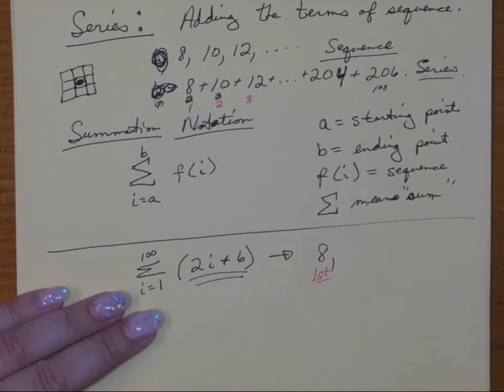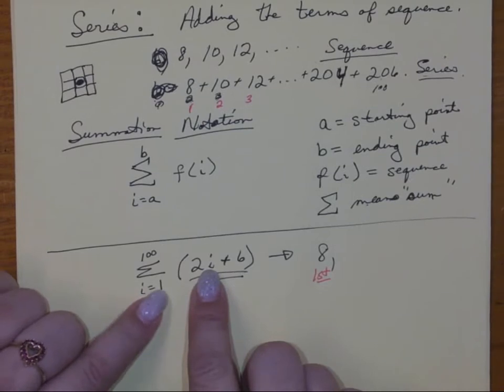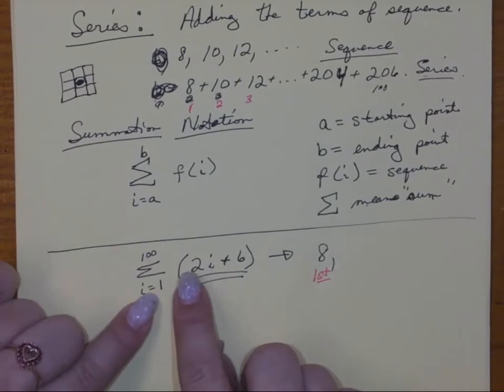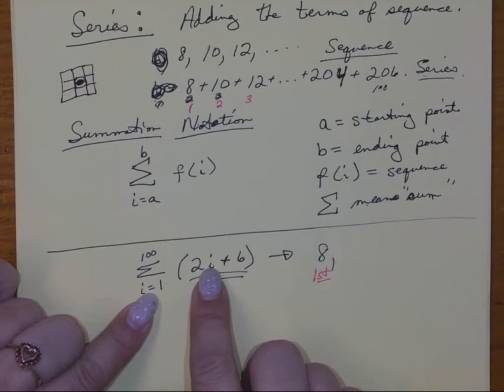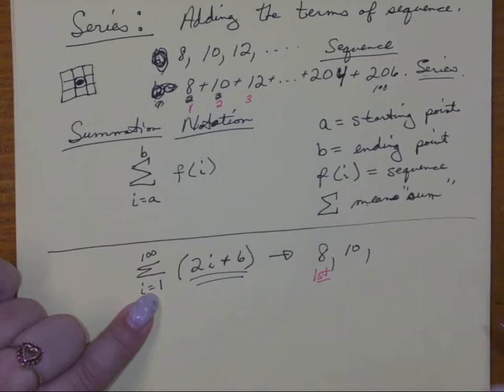The second term will be 2 times 2 because I'm going to increment. I'm going to count up from 1 to 100. The second term is 2 times 2 because that's the next term. 2 times 2 is 4 plus 6 is 10. That's my second term.